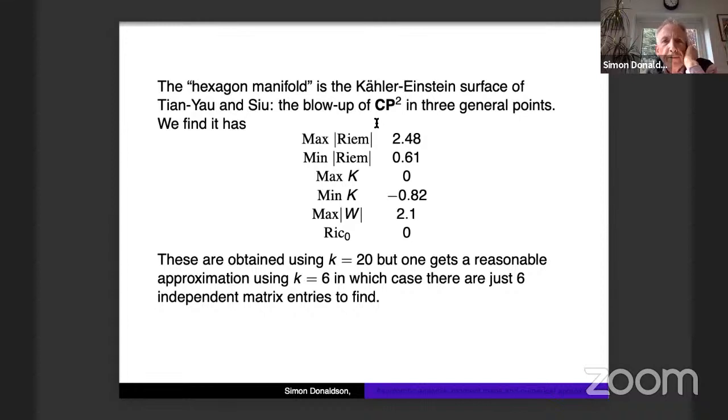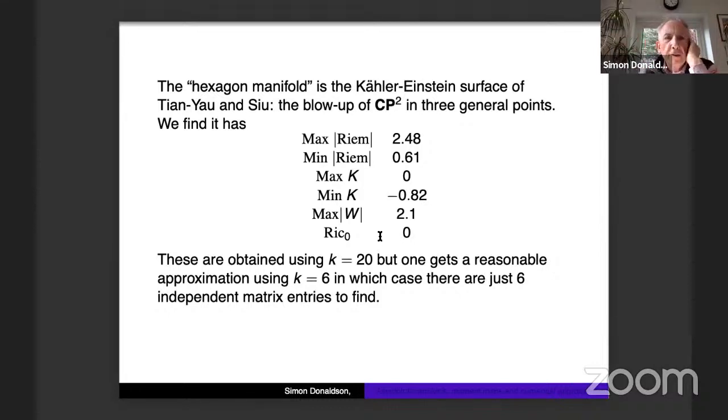By following through the kind of ideas that I've outlined, you can work out everything you like really about the curvature tensor of this metric. So the maximum value of the Riemann curvature tensor is this, the minimum value is this, it varies by a factor of about 4. This Gauss term K is always non-positive, its maximum value is 0, then it goes down to minus 0.82, whereas this Weyl component is quite big. Because this is a Kahler-Einstein metric, the trace-free Ricci is 0.